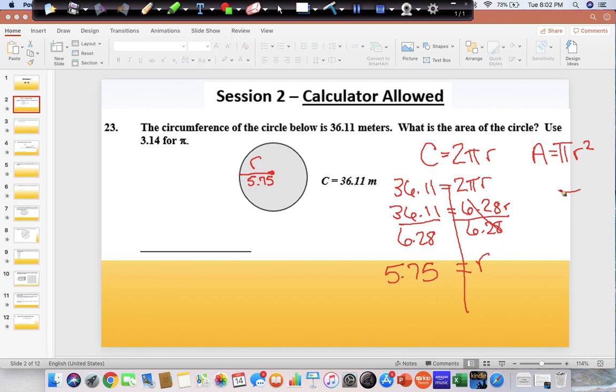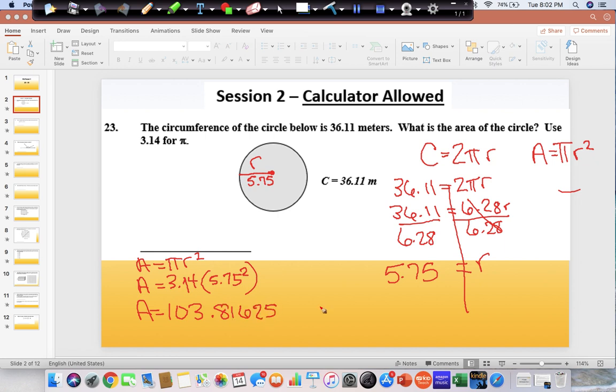I always do not leave myself enough room. Okay, I'm going to do that down here. Pi r squared. So the area is equal to 3.14 times 5.75 squared. You can just enter all this into your calculator: 3.14 times 5.75 times 5.75. And you will get a really long number here, 103.